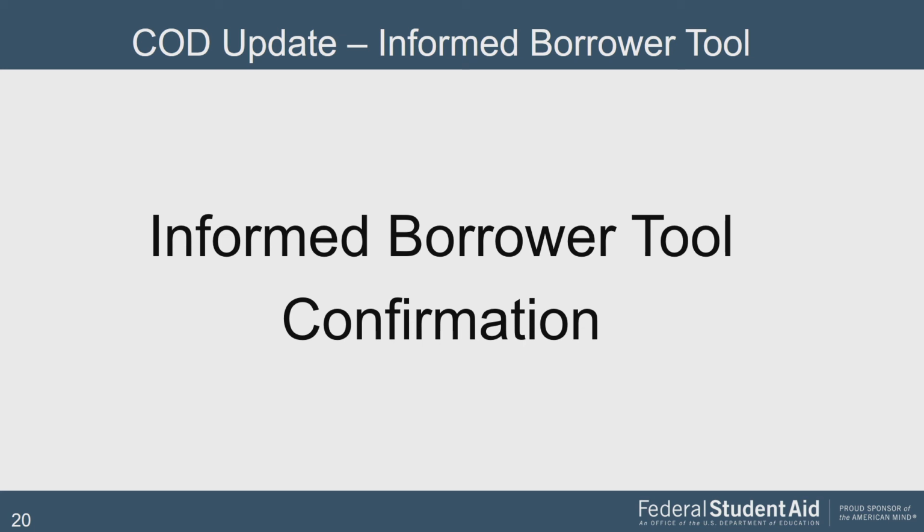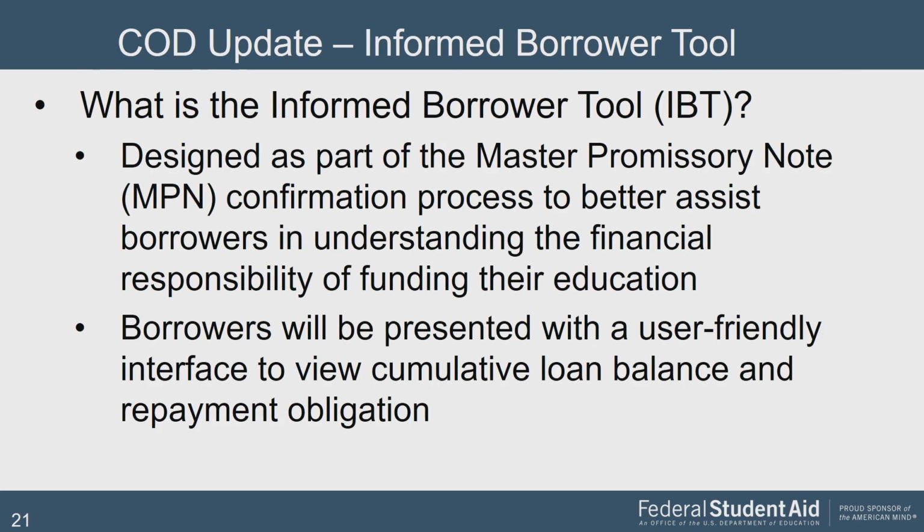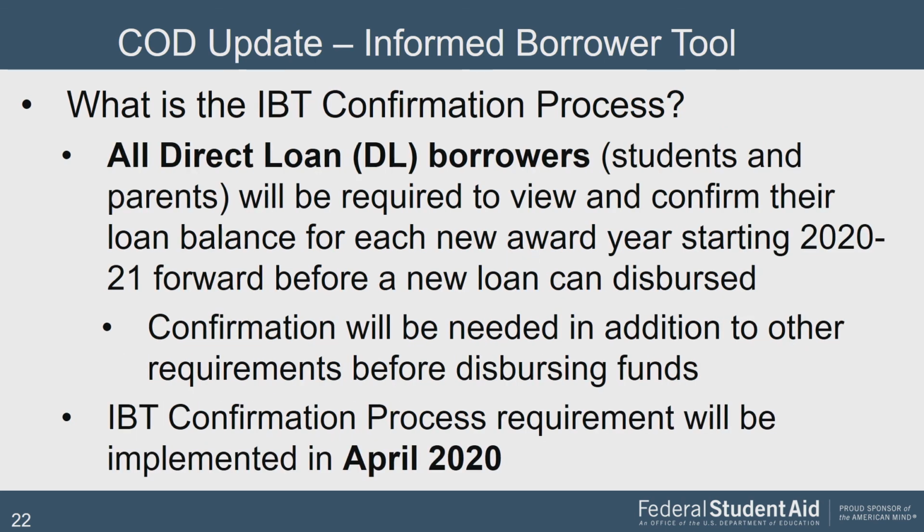Next, we're going to talk about the Informed Borrower Tool confirmation. The Informed Borrower Tool was designed as part of the Master Promissory Note confirmation process, with the idea of better assisting borrowers in understanding their financial responsibility of funding their education. If you have a chance to do the demo, you'll see that borrowers are presented with a fairly user-friendly interface where they can view their cumulative loan balance and repayment obligation if they're in school, and if they have not attended school yet, they can see their average borrowing based on the institution that they're going to or would like to go to.